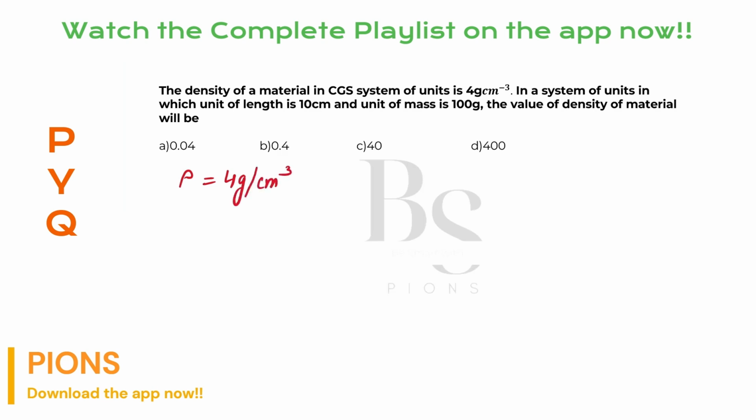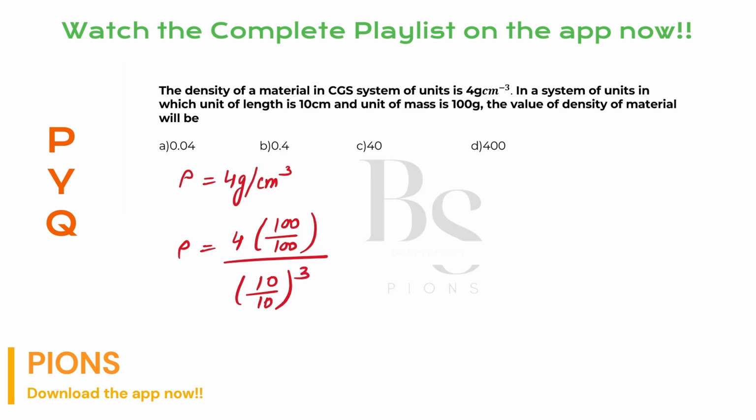Now they are saying that the system of units which we will have to adopt is having length as 10 centimeter and unit of mass is 100 grams. Correct? So what we will do? Now we will convert it into our new unit system. So this will be how much? We can do it as density equals 4 into 100 upon 100, whole divided by 10 upon 10, correct? Whole cube, because it's a centimeter cube.